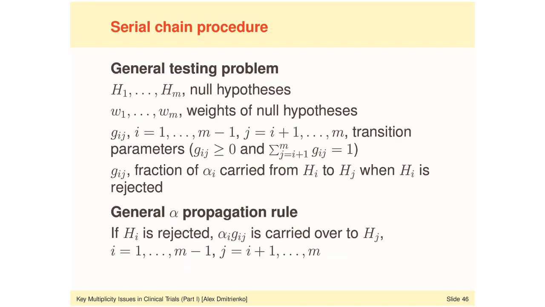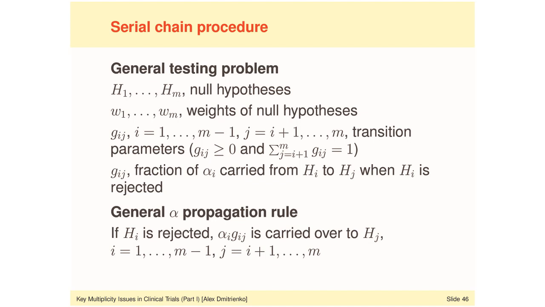Before we wrap up this section, I would like to present a set of decision rules for a general chain procedure in a general multiplicity problem with m null hypotheses. First, we need to define the hypothesis weights. Those initial hypothesis weights are denoted by W1 through Wm. Secondly, we're going to define a set of transition parameters. It is actually a matrix of transition parameters because those transition parameters are indexed by two indices, i and j.